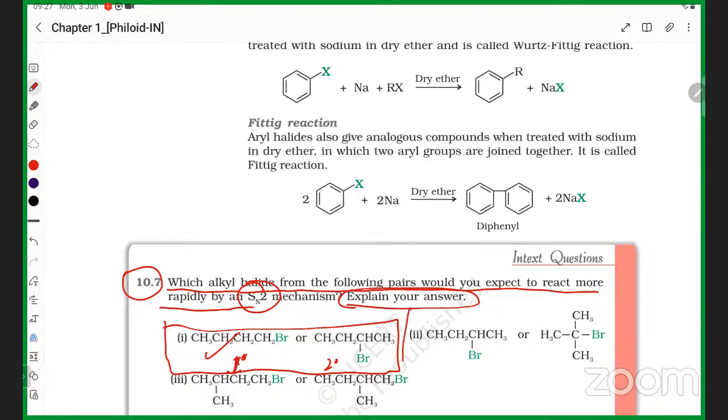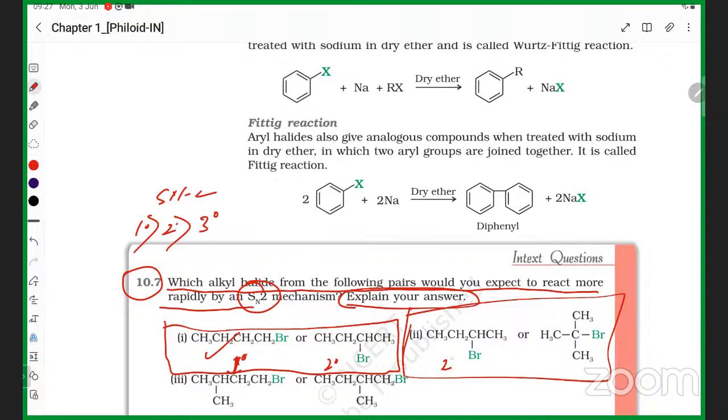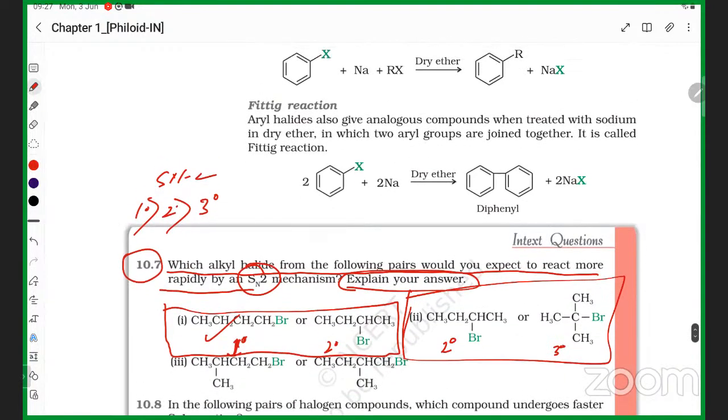Okay, what about this one? Second one. Which one will be faster? The first one will be faster, because the first one is 2 degree, and the second one is 3 degree. Okay. Now go for the third one.